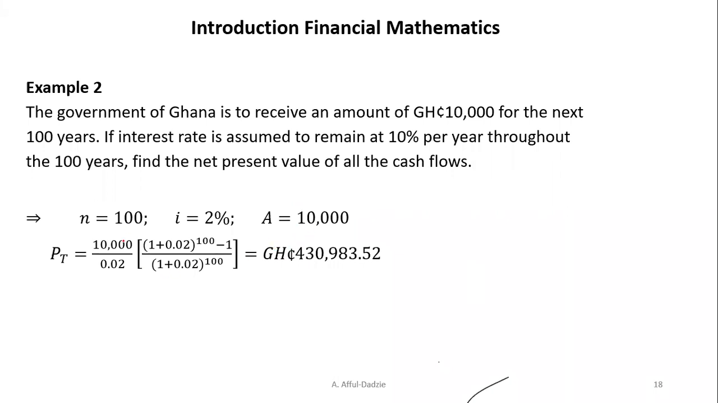But once we remember this expression, we take the 10,000, divide by the interest rate, and do 1 plus the interest rate to the power 100 minus 1 and all that. We can tell what the present equivalent today would be. So the government of Ghana can go for a loan of 430,980-something Ghana cedis at an interest rate of 10%, which they should be guaranteed will stay like this. And then once they collect all their 10,000 for the 100 years, they can pay for the loan at the end of the 100 years. That's the situation.